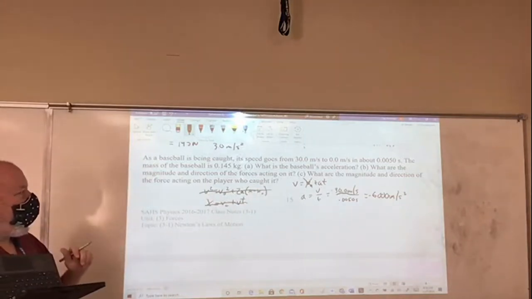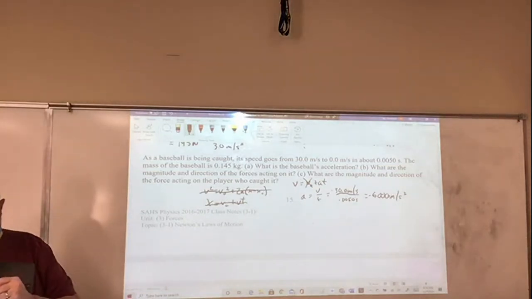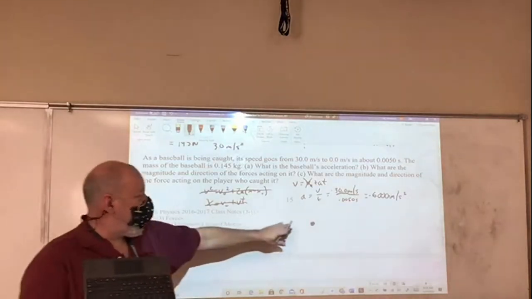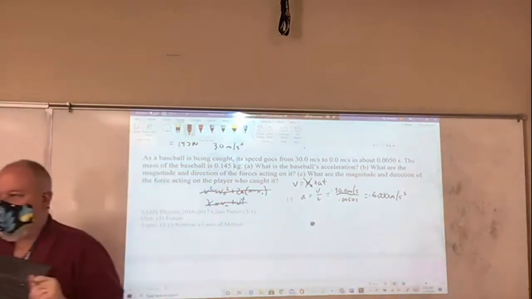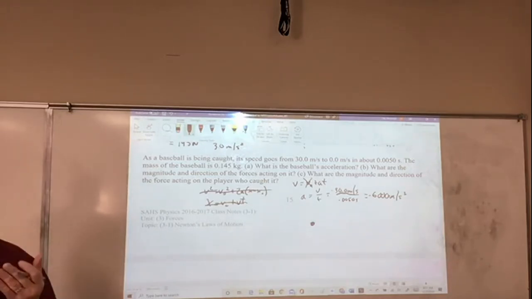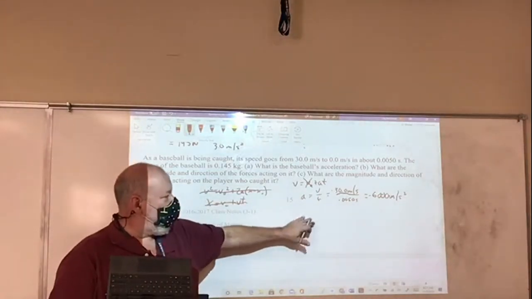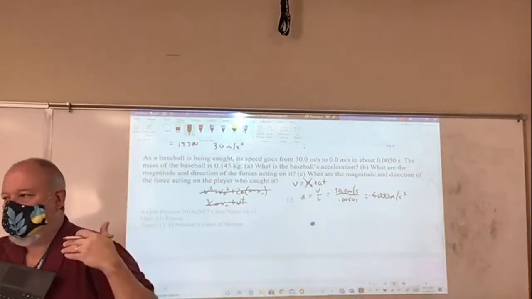Okay? What are the direction and magnitude of the forces acting on it? Okay, so then I have to draw a free body diagram so I can see what the forces are. Is there any force on the ball in the forward direction? Right before it hits the catcher's mitt, what forces are acting on the baseball? Okay, air friction and gravity. Let's assume that we're not really going to take those into account. Is there anything that's pushing the ball forward?